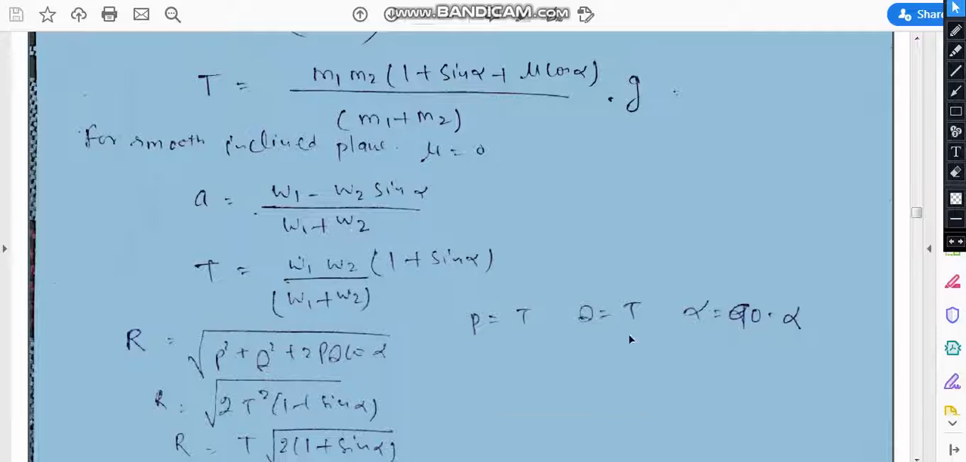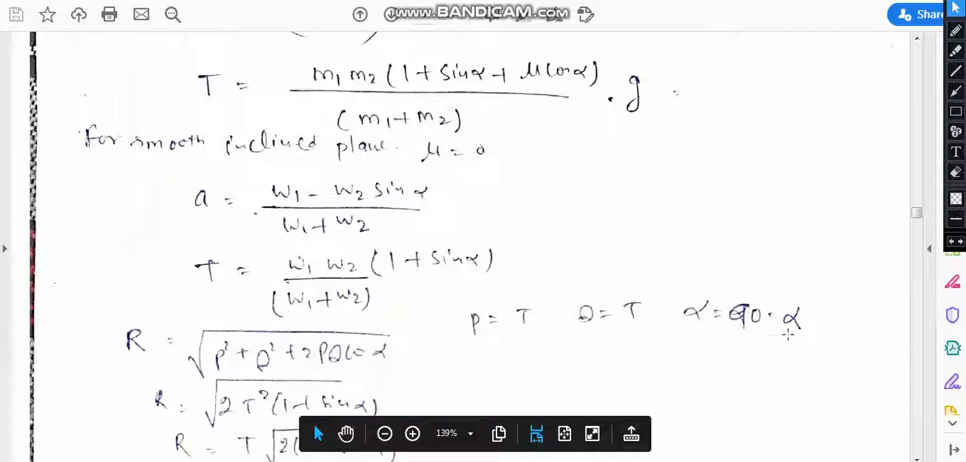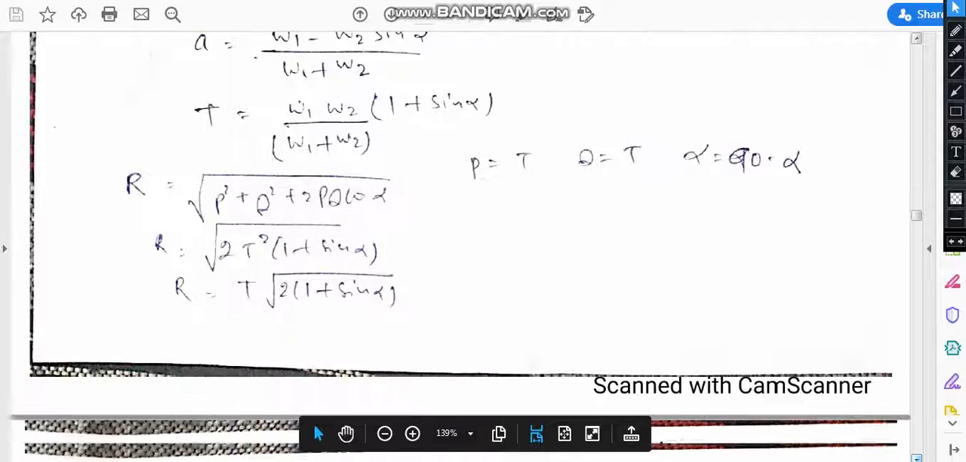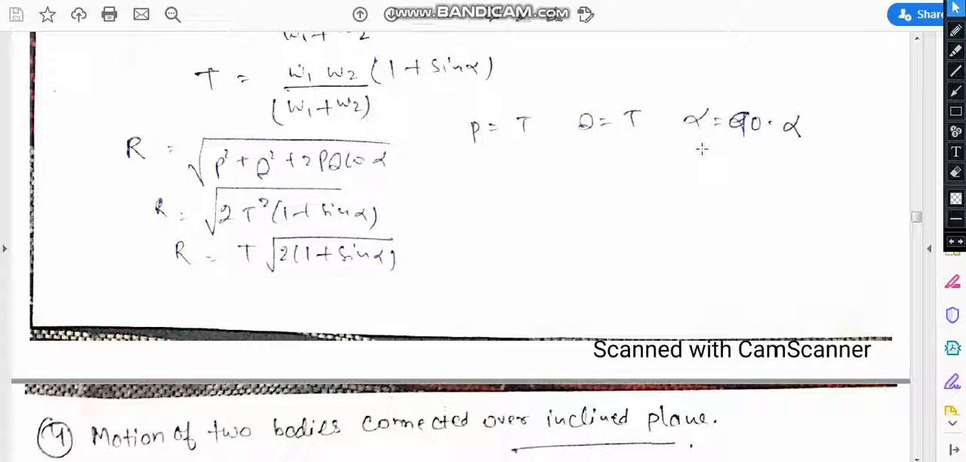And a is equal to this. In this case, if one angle is alpha, the other angle is 90 minus alpha. By solving this equation we can obtain the resultant, that is T root 2 times (1 plus sin alpha). So thank you. This is simply mathematics, so you can solve it by yourself. Thank you.